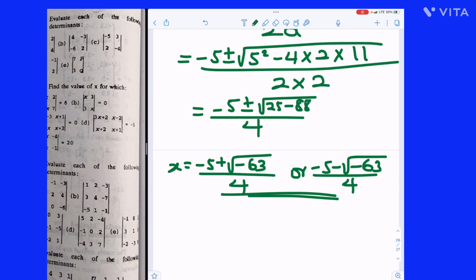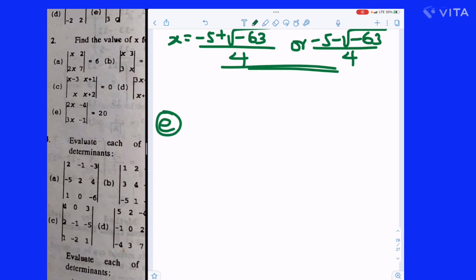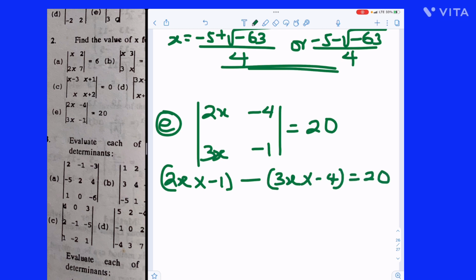Let's go to question E. In question E, it says we have 2x, minus 4, 3x, and minus 1 is equal to 20. So if you cross multiply, 2x times minus 1 minus 3x times minus 4 is equal to 20. 2x times minus 1 is minus 2x. Minus 3x times minus 4 is plus 12x, equal to 20.